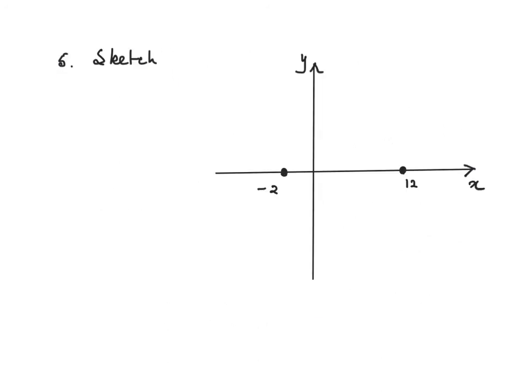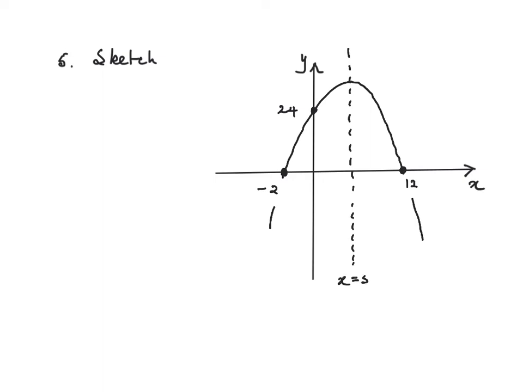So the last thing to do is to make a sketch of the function. We've got roots 12 and minus 2. We know it's a sad face, so it'll look something like this. We have a y-intercept at 24. We have an axis of symmetry at x equals 5. And this is the point here, 5, 49.